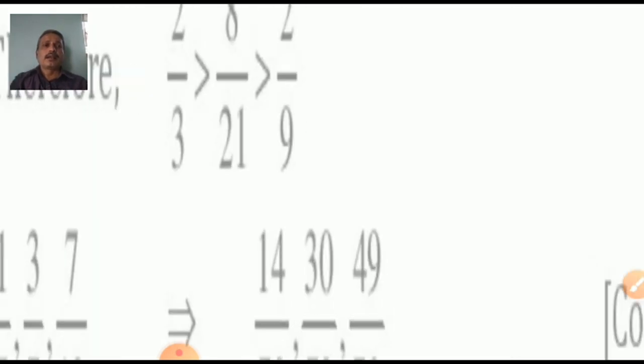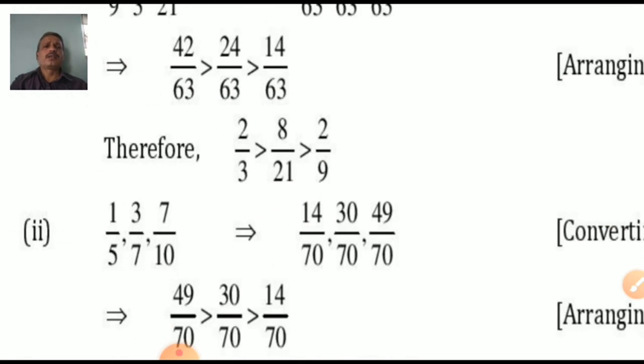Want to make the denominator 70, so you can convert it. Look at the question number here, 7. Okay. So who is the bigger one? 49. Second is 30 and 14 is the smaller one.